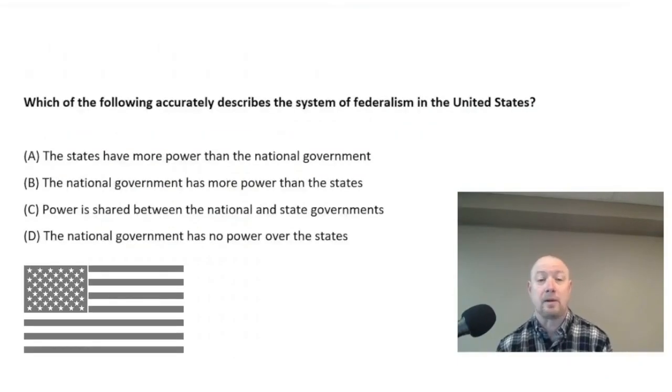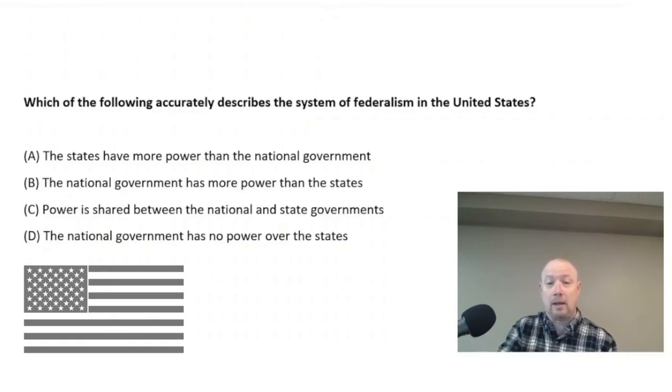Which of the following accurately describes the system of federalism in the United States? Is it A, the states have more power than the national government? B, the national government has more power than the states? C, power is shared between the national and state governments? Is it D, the national government has no power over the states?